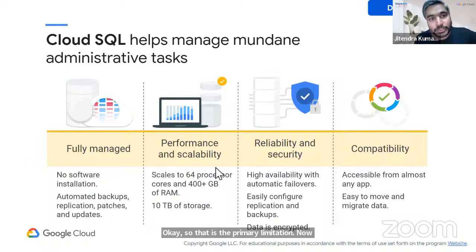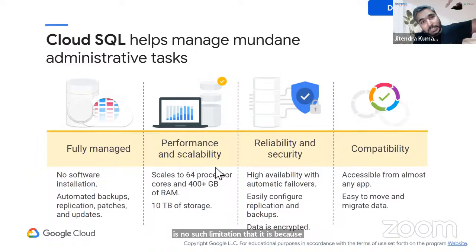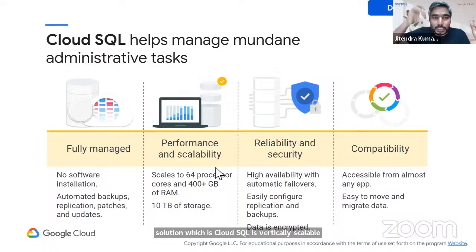So that is the primary limitation. Now, for most generic use cases, that in fact is good enough. But sometimes, if it is not good enough, then you go and choose Cloud Spanner, because with Cloud Spanner there is no such limitation. This solution, which is Cloud SQL, is vertically scalable. Cloud Spanner is horizontally scalable. You can continue to add more number of nodes. Highly reliable. You can configure backups, you can configure read replicas, etc.